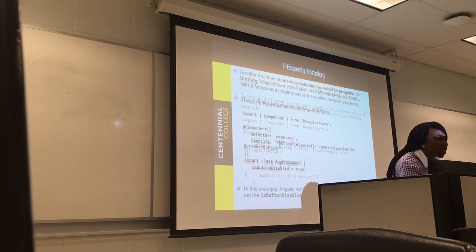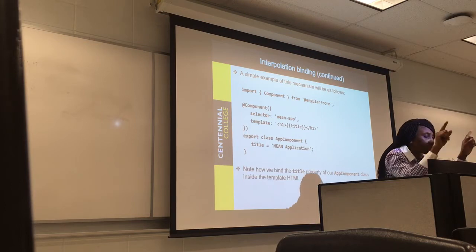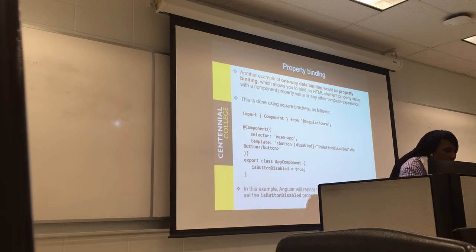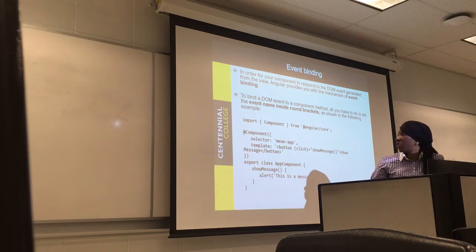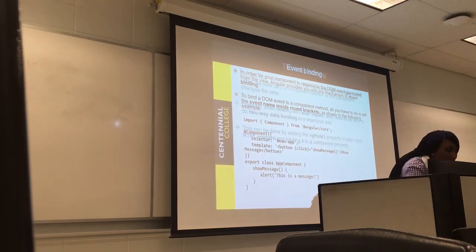So remember we said we can do property binding, right? You can do interpolation binding. For interpolation binding, you use double curly brackets. For property binding, you use the square bracket to bind the property of the element. For event binding, you use the round bracket to bind that event, just like we have in this example. So if you see this as we proceed, you should understand what it is.